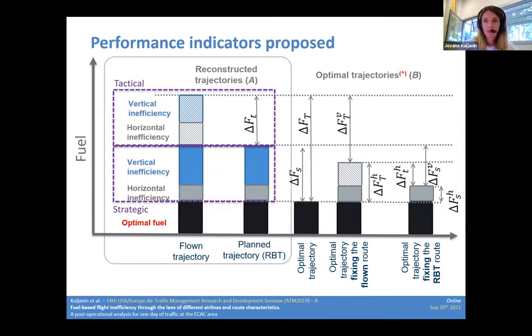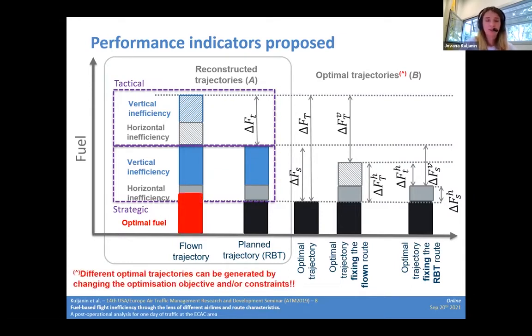However, having all these indicators explained now, we have to bear in mind that our methodological framework also enables us to generate different optimal trajectories by changing the optimization function and changing the constraints. So in this case, the optimal trajectory is actually minimization of fuel consumption, but we can adopt any others. So you can clearly see that the outcome of the PIs will be different.